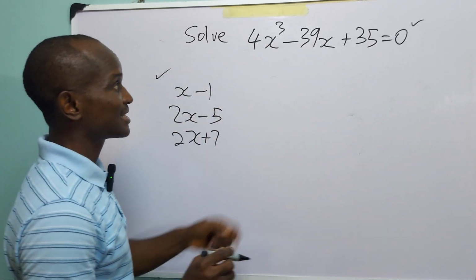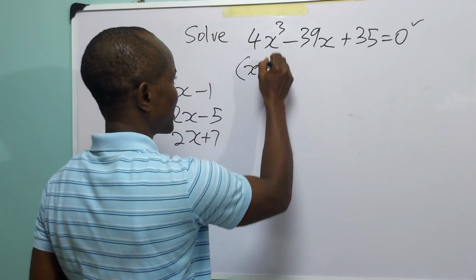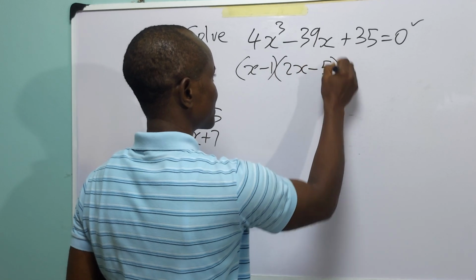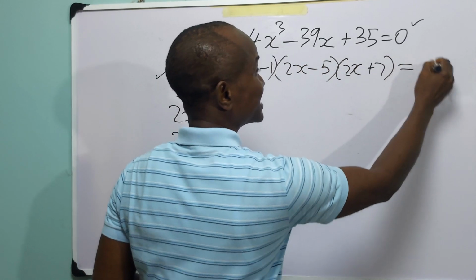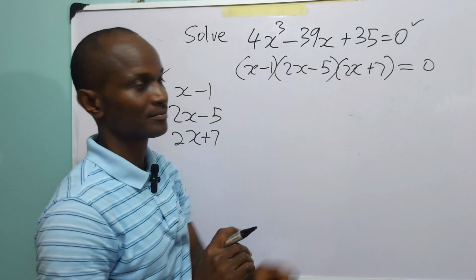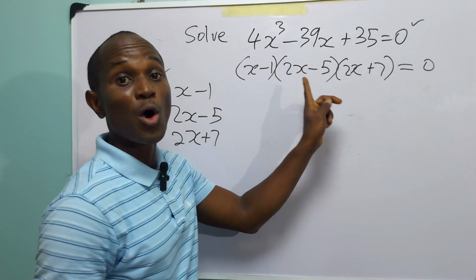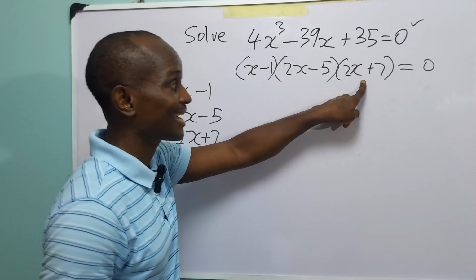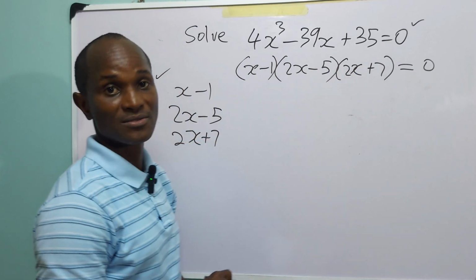So that simply means that we can replace this with x minus 1, 2x minus 5, and 2x plus 7 is equal to 0. Remember that when two or more things have a product of 0, that simply means that either this is equal to 0, or this is equal to 0, or this is equal to 0.